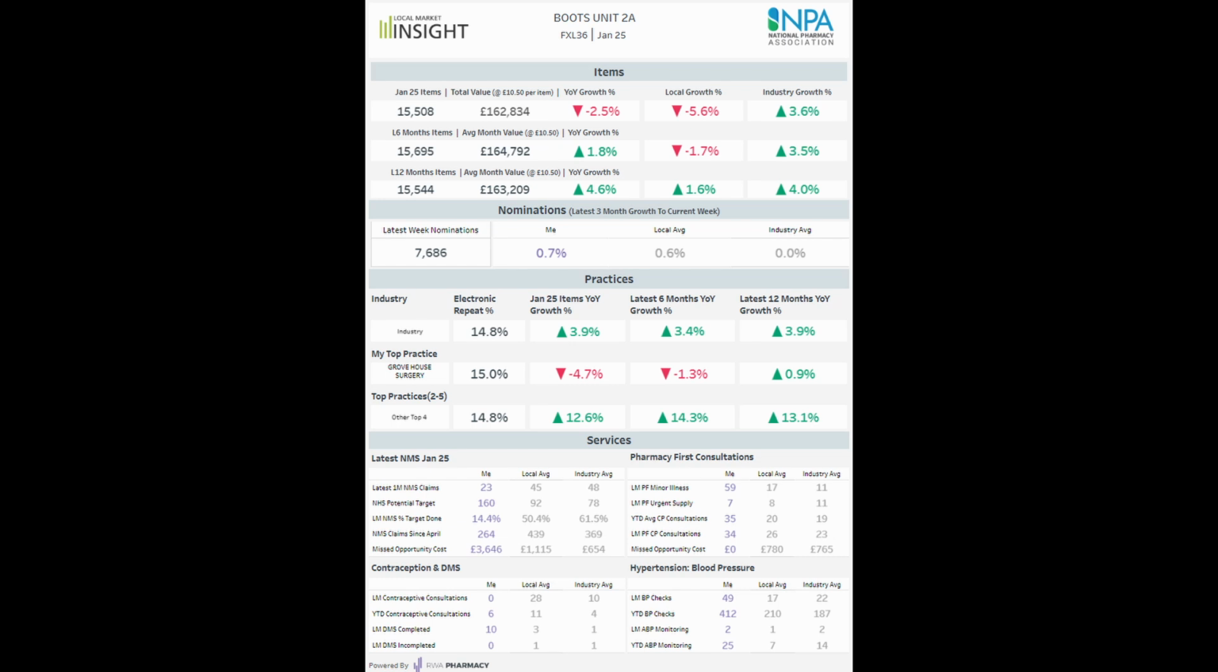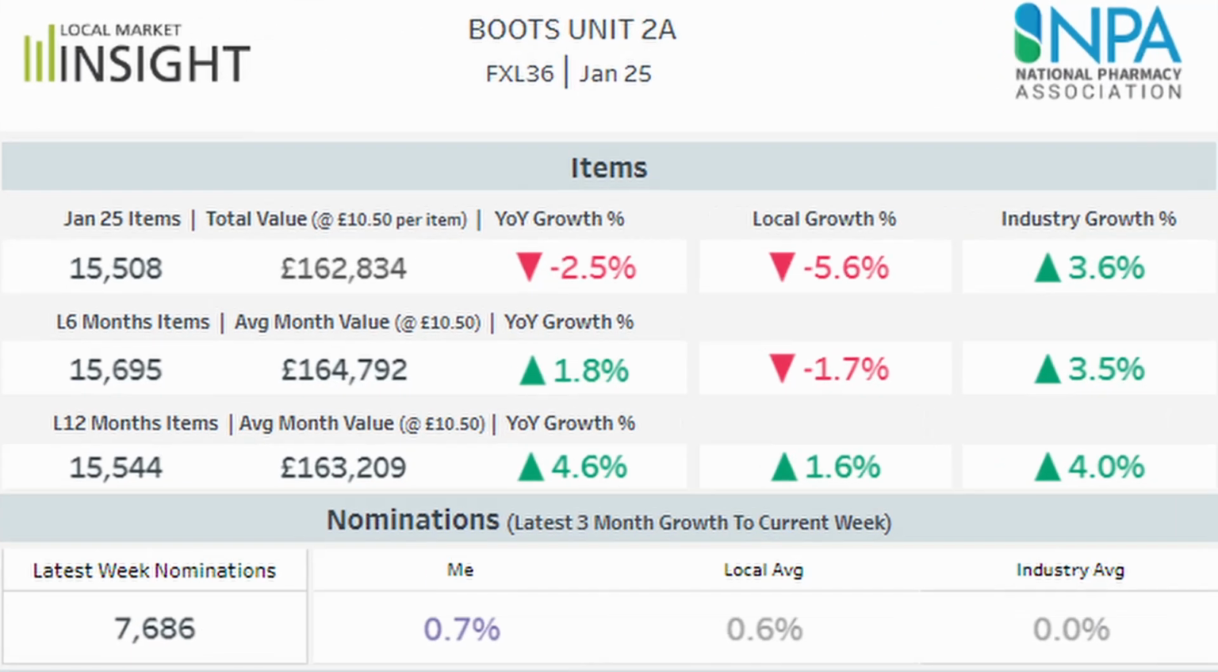of your performance. Let's start with prescription items and nominations. This top section shows your latest month's item count, total value, and year-over-year growth, giving you an instant read on volume. Below this, you'll see trends over 6 and 12 months. You'll also see how your item performance compares locally and versus the national industry average. Useful for seeing if a rise or fall is unique to you or part of a wider pattern.